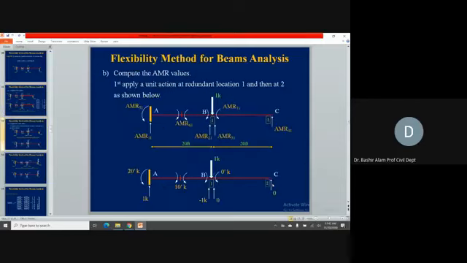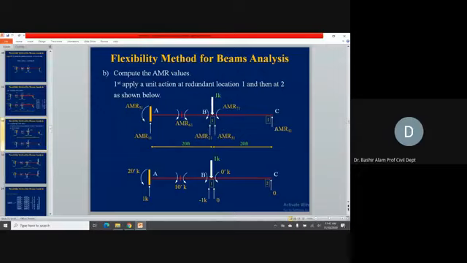Next, we need to find out the AMR, and in AMR, the first column we need to construct. So compute the AMR values. How will those be computed? First, apply a unit action at redundant location 1 and then at redundant location 2, as shown below. Redundant location 1, this was the B location, in the same direction, 1 kip. And if we analyze this determinate structure, the values corresponding to the AM will become the AMR values.